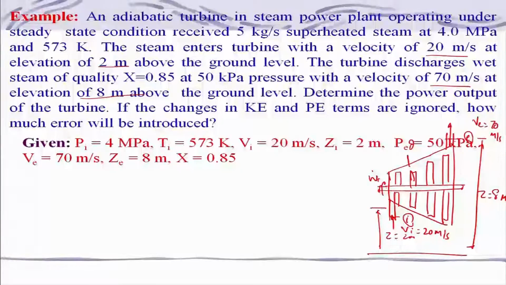So, these are the data I have already mentioned: P I is given as 4 megapascal, T I is 573 Kelvin, V I is 20 meter per second, Z 1 is 2 meter, and the steam leaving has a quality x equal to 0.85. We will have to find out the work done and the percentage of error if we neglect the kinetic energy and potential energy terms.